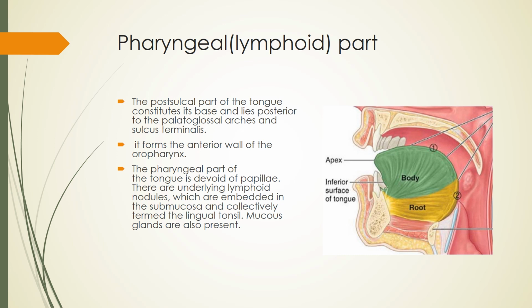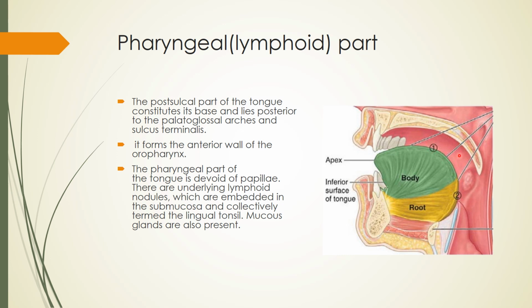Next is the pharyngeal part, which is also called the postsulcal or lymphoid part. This is sulcus terminalis, and posterior to this is the pharyngeal or lymphoid part. It is also called the base of the tongue, and it lies posterior to palatoglossal arches and sulcus terminalis. It forms the anterior wall of the oropharynx.